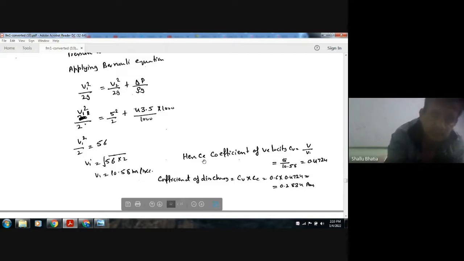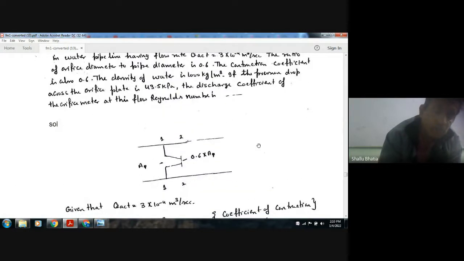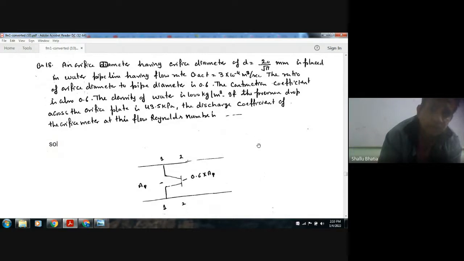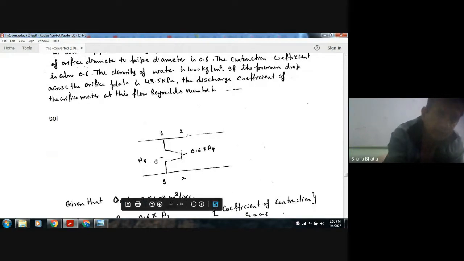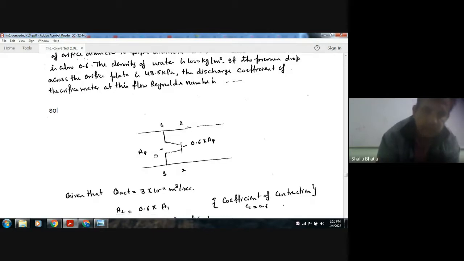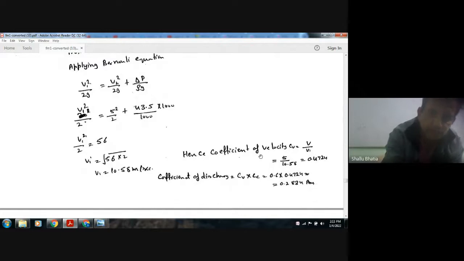Now the coefficient of velocity is nothing but V by V1. At section 2, V is 5 meters per second, and here V1 is 10.56, which we have found out. So the coefficient of velocity CV is V by V1, that is 5 by 10.5, which is 0.4724.